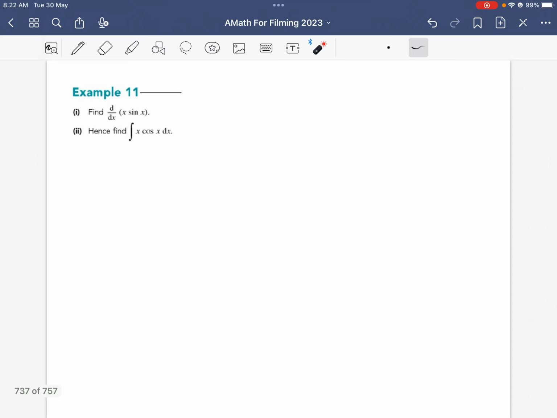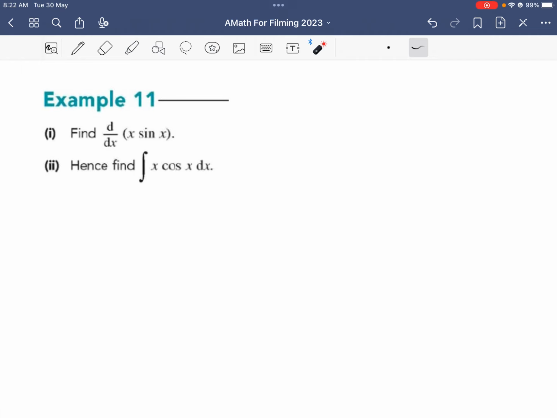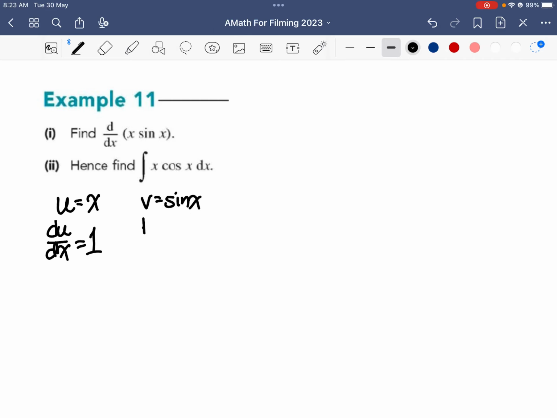Okay, now I will move on to example 11. For example 11 itself, find this differential. Now if you remember u times v, what do we need to do? Yes, we need to use the product rule. So now very simply I will apply the product rule itself. u is x, you differentiate u with respect to x, you get 1. v is sine x, differentiate v with respect to x is cosine x.